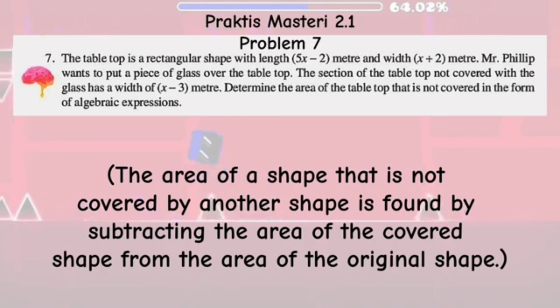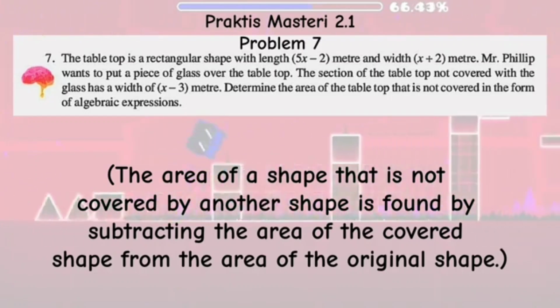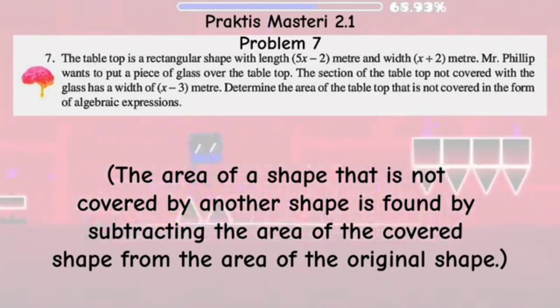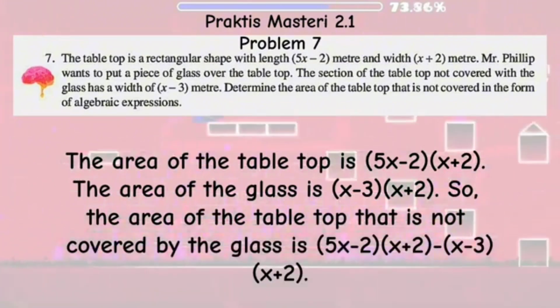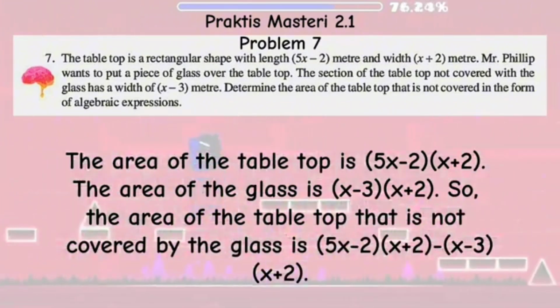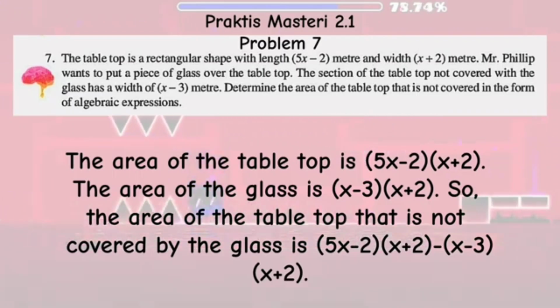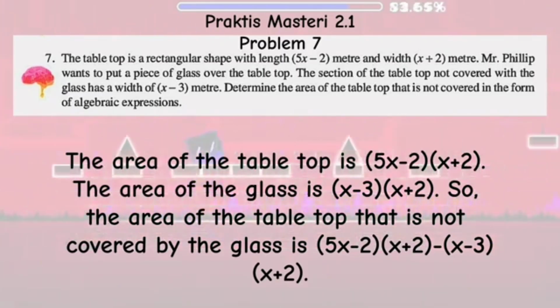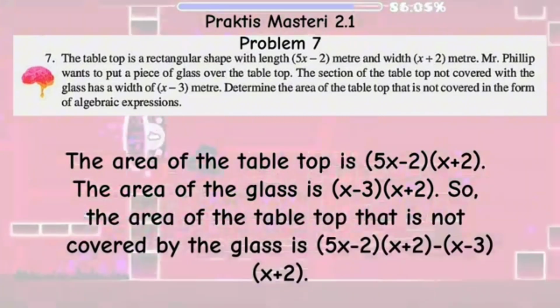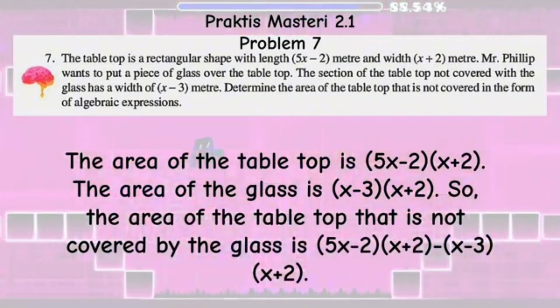The area of a shape that is not covered by another shape is found by subtracting the area of the covered shape from the area of the original shape. The area of the tabletop is (5x minus 2)(x plus 2). The area of the glass is (x minus 3)(x plus 2). So, the area of the tabletop that is not covered by the glass is (5x minus 2)(x plus 2) minus (x minus 3)(x plus 2).